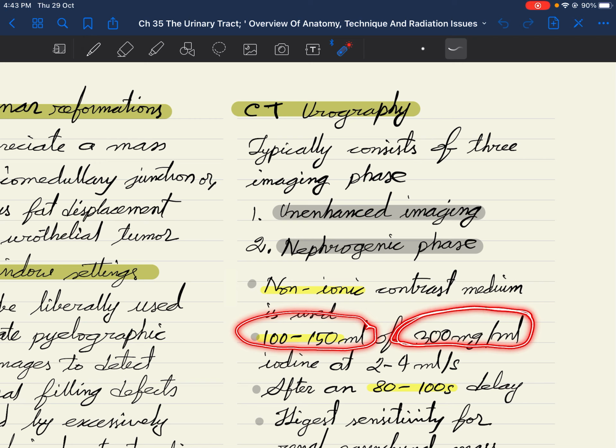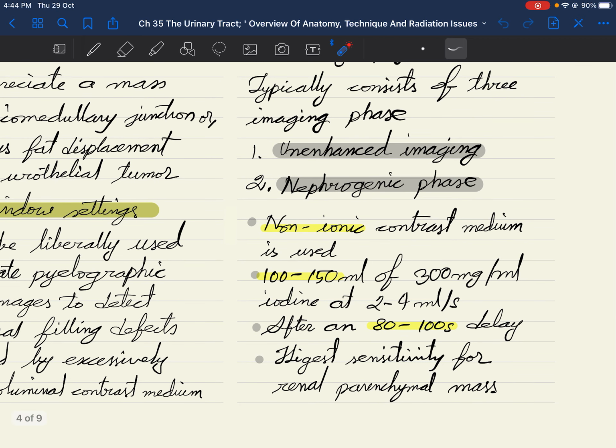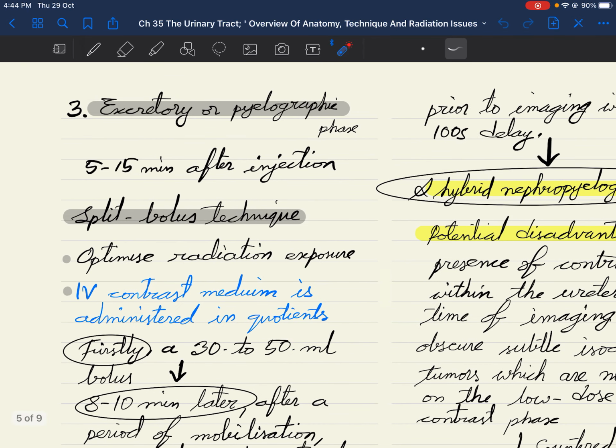So, 300 milligram per ml strength non-ionic contrast medium, 100 to 150 ml amount, is infused into the patient at the rate of 2 to 4 ml per second. After administration of the contrast, we wait for 80 to 100 seconds. Then we can obtain the nephrogenic phase. This nephrogenic phase has the highest sensitivity for parenchymal mass detection.